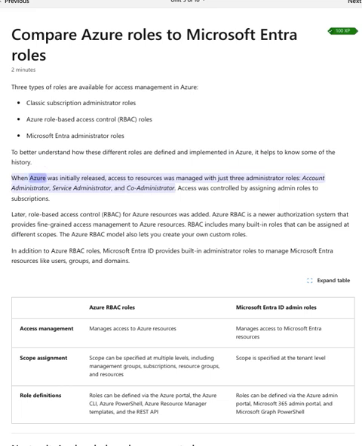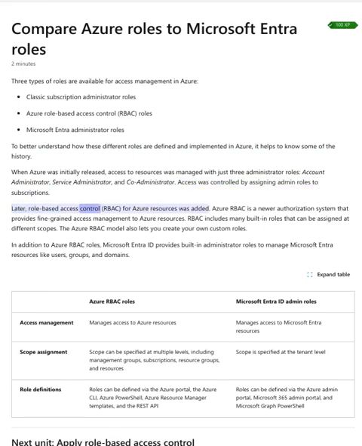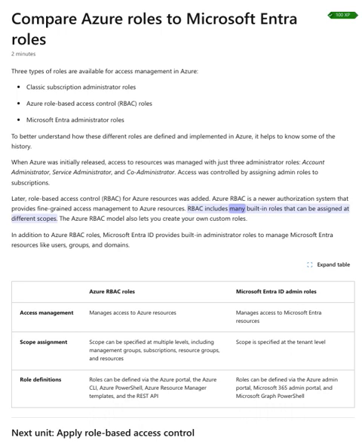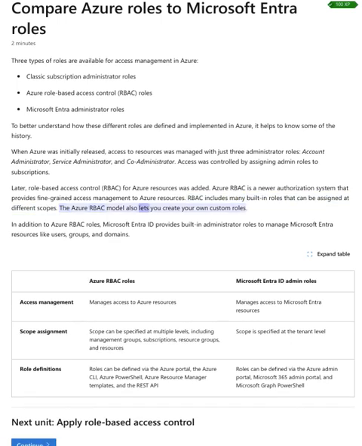When Azure was initially released, access to resources was managed with just 3 administrator roles: Account Administrator, Service Administrator, and Co-Administrator. Access was controlled by assigning admin roles to subscriptions. Later, Role-Based Access Control, RBAC, for Azure resources was added. Azure RBAC is a newer authorization system that provides fine-grained access management to Azure resources. RBAC includes many built-in roles that can be assigned at different scopes. The Azure RBAC model also lets you create your own custom roles.